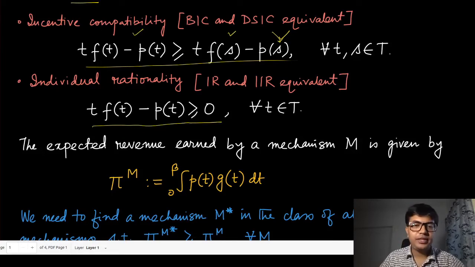Now the expected revenue earned by a mechanism is given by the payment that it makes and the probability, so the prior probability, of this specific type of that individual. Because the expected revenue is calculated from the point of view of the mechanism designer, even though the type is deterministically known by the player, it is not known to the mechanism designer, and that is the reason it is taking the expectation.